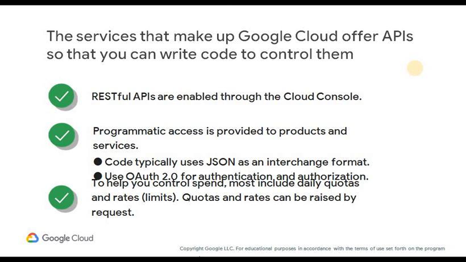The APIs identify resources in Google Cloud with URLs. Your code can pass information to APIs using JSON, which is a very popular way of passing textual information over the web. And there's OAuth 2 for user login and access control. Google Cloud APIs also assist in helping you to control your spend, with most including daily quotas and limits. Where needed, quotas and rates can be raised by request.